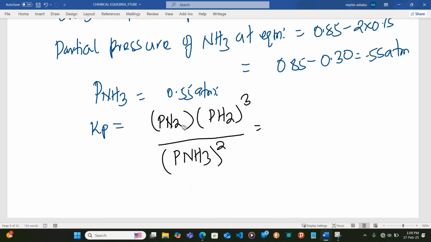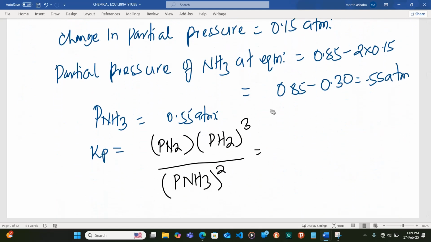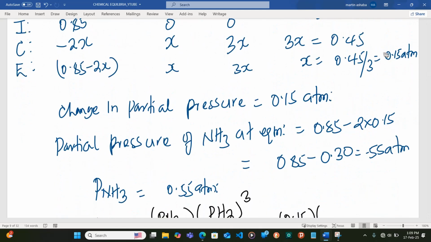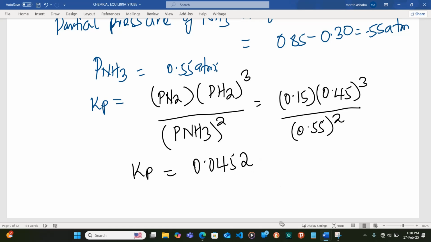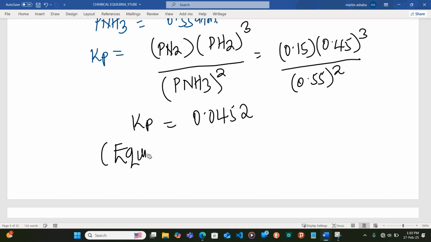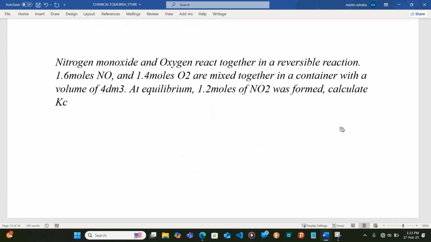So we are going to put in the values. The partial pressure of nitrogen, according to what we have at equilibrium, is 0.15. Then for hydrogen, which is 3x, it is 0.45 to the power 3, and ammonia is 0.55 to the power 2. Kp, the equilibrium constant in terms of partial pressures, is going to be 0.0452. This problem requires us to calculate the equilibrium constant Kc, that is the equilibrium constant in terms of concentrations.